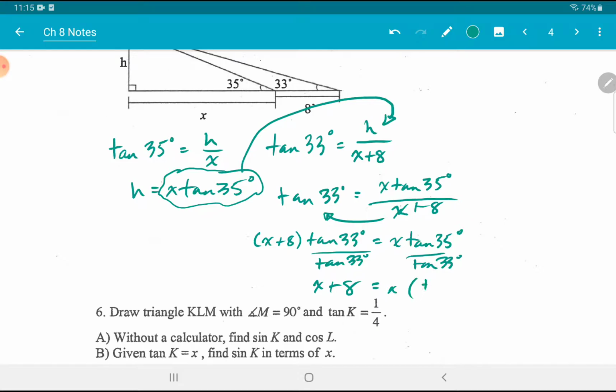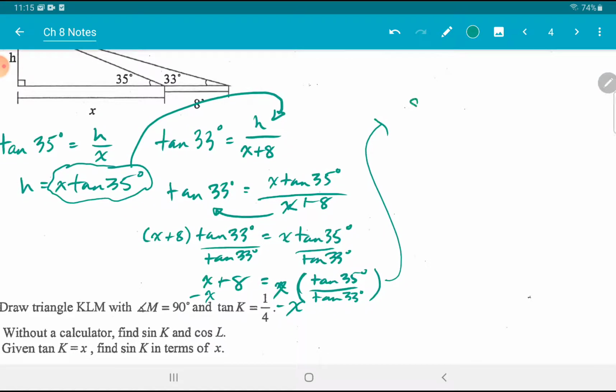Keep in mind that tangent 35 degrees is just a number, and tangent 33 degrees is also just a number. So really this is almost like a coefficient of the value of x that we have on the right side. If that's the case, we can combine our x's together. Let's bring our x's together. I'll just subtract x on both sides. This will bring me over here.